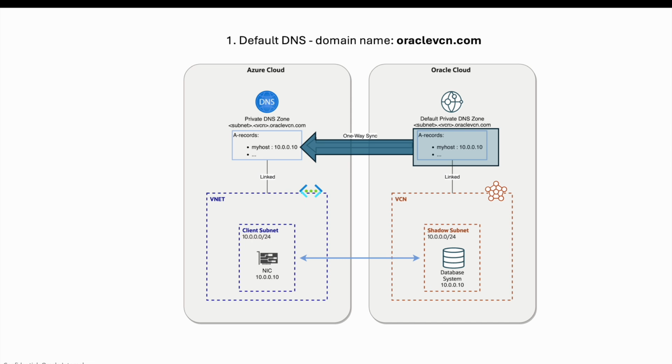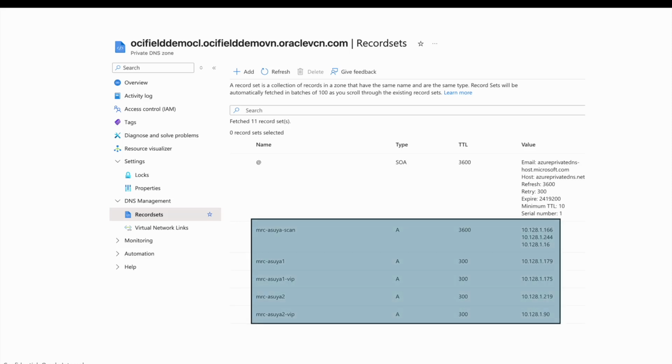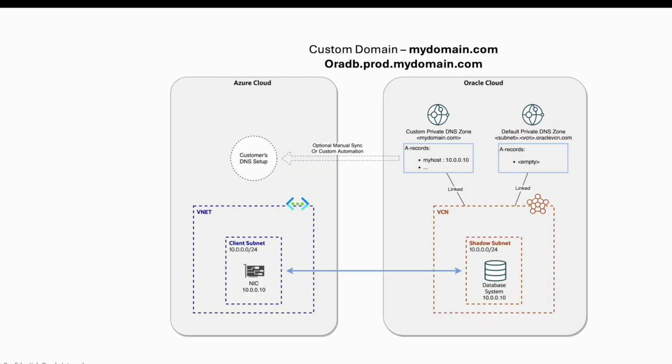When applications are running in Azure, Azure workloads will resolve database endpoints through Azure DNS without manual changes. This option is recommended when customers are not using custom domains or third-party DNS services. With the default DNS option, let's check what records are created. It includes the scan name and VM cluster FQDNs.